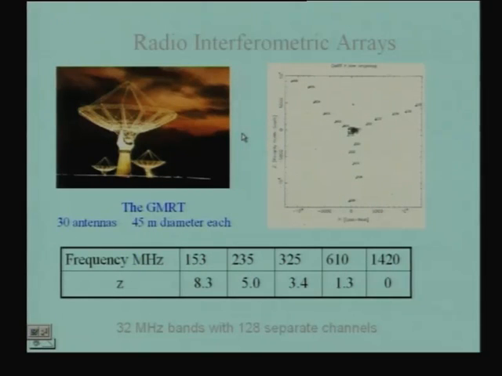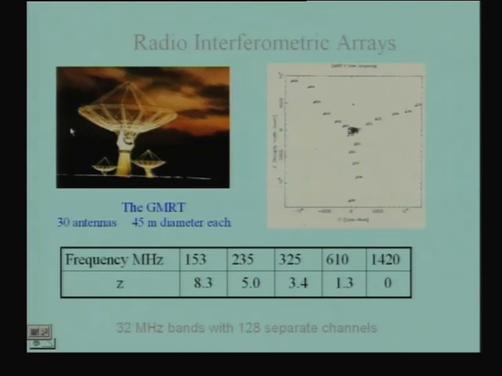How are such measurements done? Let me show you something of particular interest to me and to us in general. This is because India now has the world's largest low frequency radio telescope, called the Giant Meter Wave Radio Telescope, the GMRT. This is located in a place called Narayangaon near Pune. There are 30 antennas, each 45 meters in diameter.